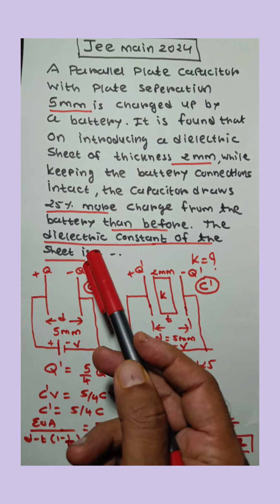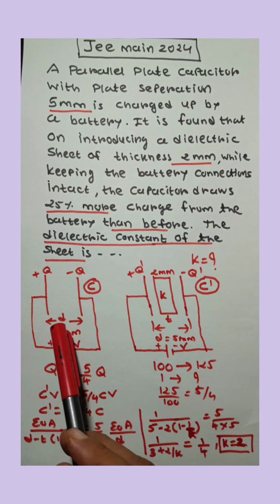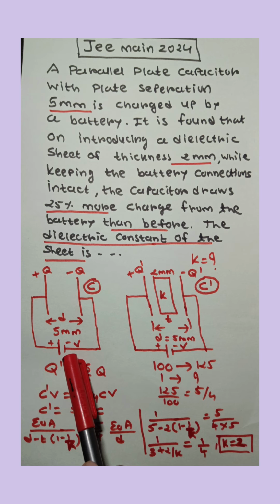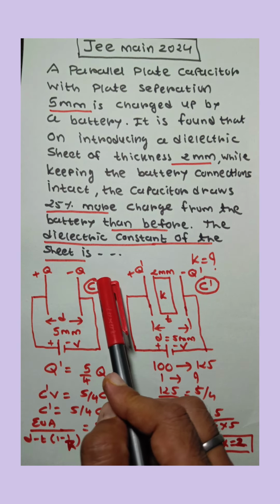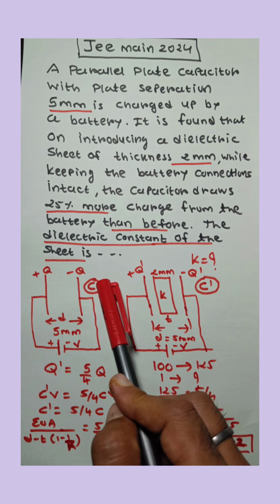The dielectric constant of the sheet is? In the first diagram, here d is 5 mm, battery voltage is V, charge on plates are plus Q and minus Q. And in the first diagram, the equation of capacitance is epsilon naught A by d.